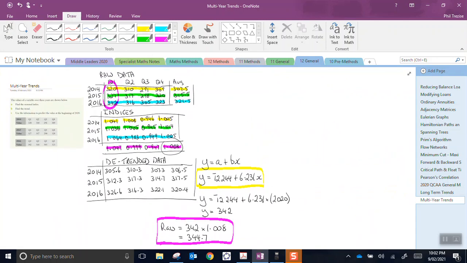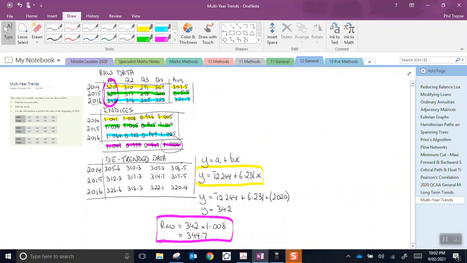So that is very long and tedious, much easier to do on a spreadsheet than on a calculator. But hey, there's an example of how you could do this.